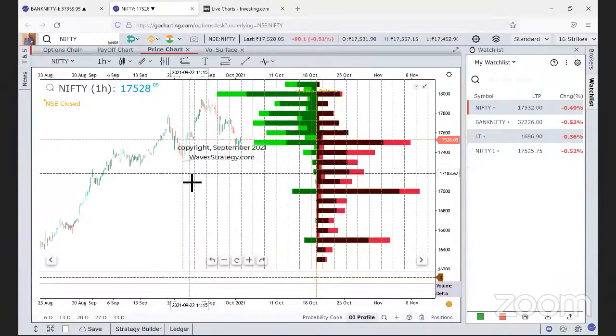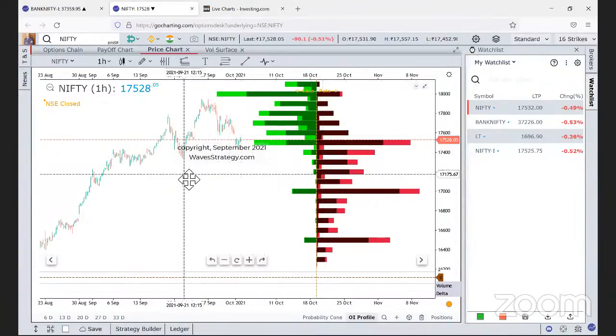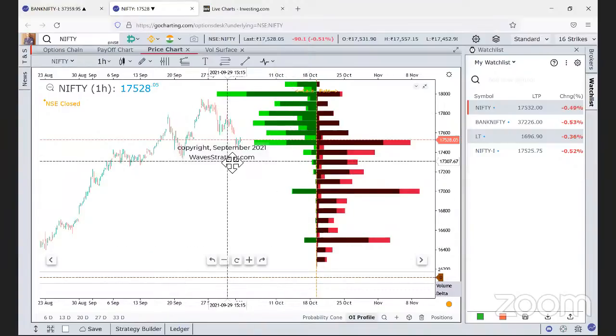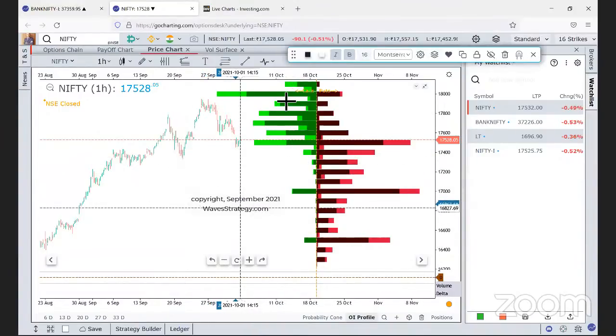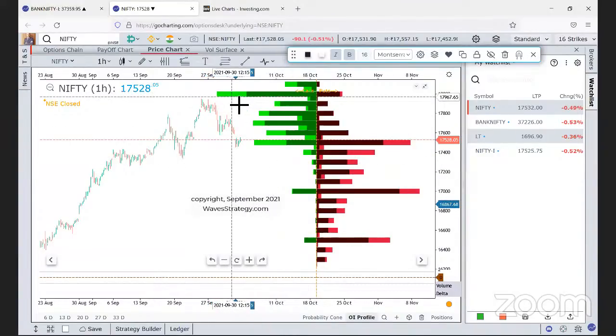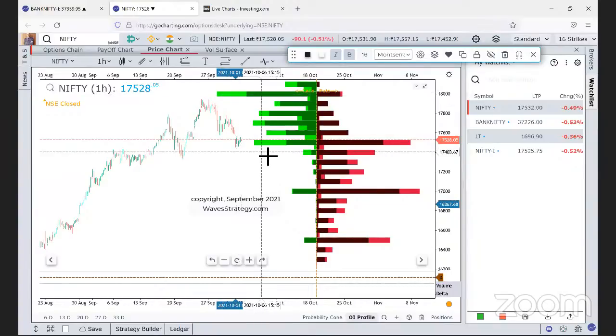If you are looking at this chart, you can clearly understand that there is an overall huge build-up on 18,000. So 18,000 के ऊपर जाना तो बहुत ही मुश्किल है, at least in October. That is what we can make out.